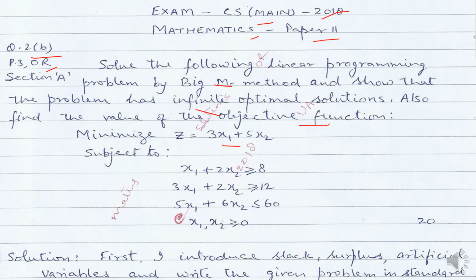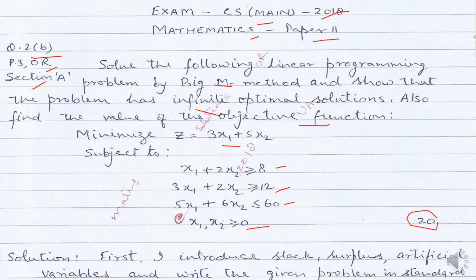The problem is: minimize z = 3x1 + 5x2 subject to x1 + 2x2 ≥ 8, 3x1 + 2x2 ≥ 12, 5x1 + 6x2 ≤ 60, and x1, x2 ≥ 0. This is a question of Section A and it carries 20 marks.